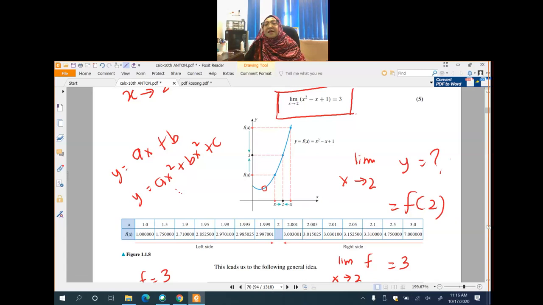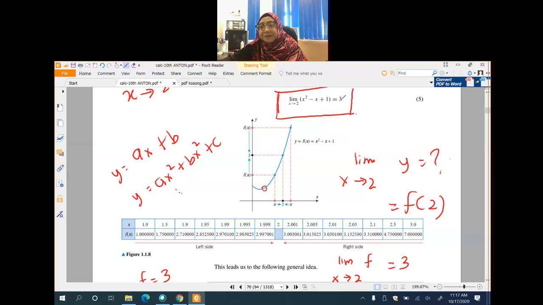But for the case of a polynomial, you don't have to do it. A polynomial has a very unique property: it's always defined everywhere from negative infinity up to infinity, and the value of the limit will be equal to f of 2. It means that without having to do this kind of table, you can just substitute x equal to 2. So f of 2 will be equal to 3. So that is your value. Okay? Is it clear?